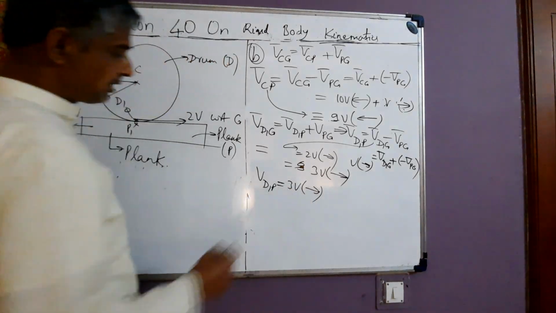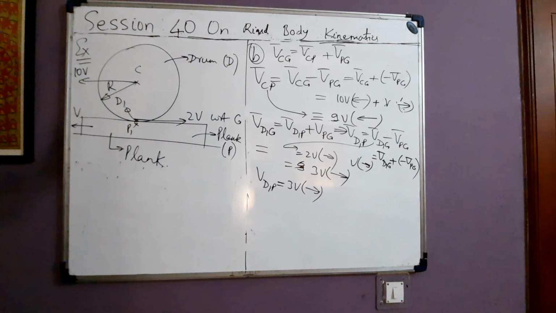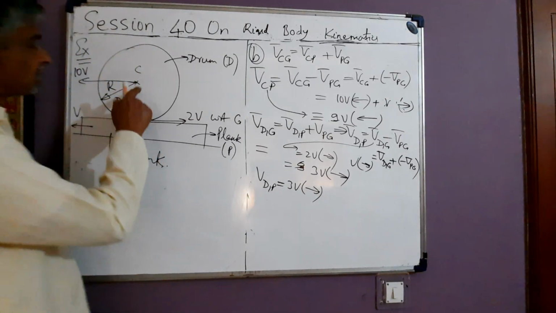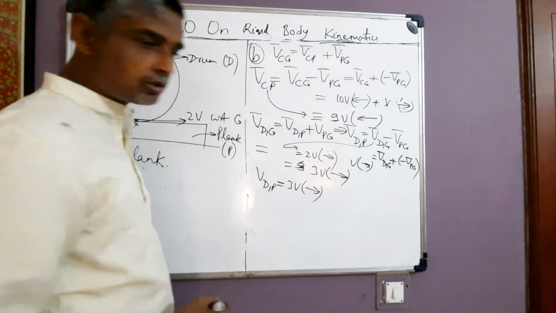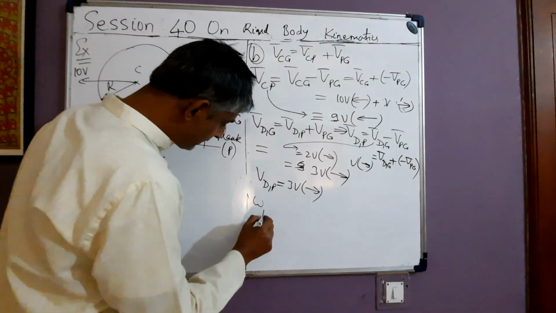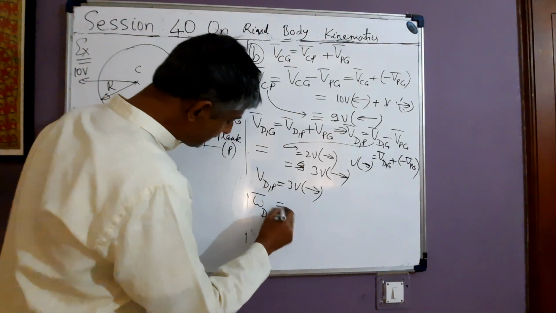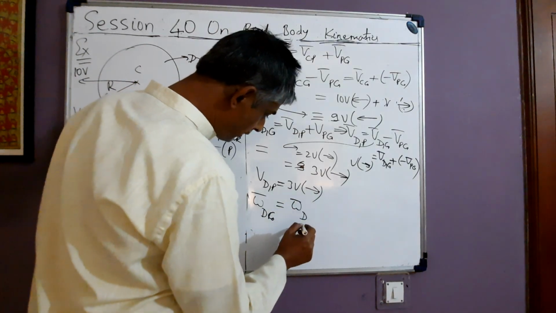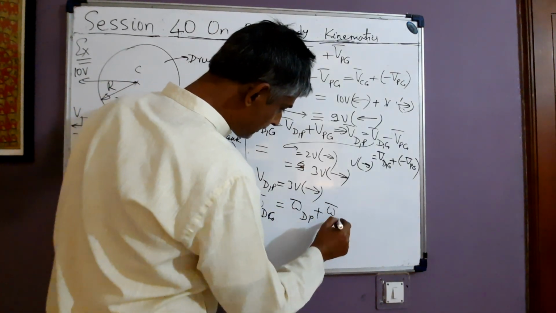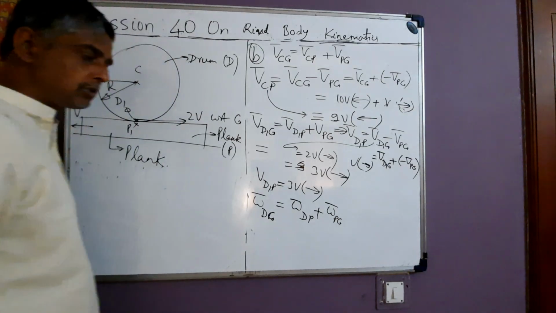So VD1P is 3V right and VCG is 9V left. Now we also have to determine the omega of drum with respect to plank. For that we use the vector relation for angular velocity. So omega DG, angular velocity of drum with respect to ground, is equal to angular velocity of drum with respect to plank plus angular velocity of plank with respect to ground.